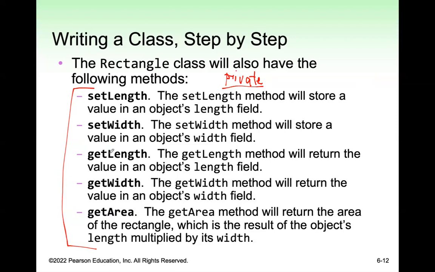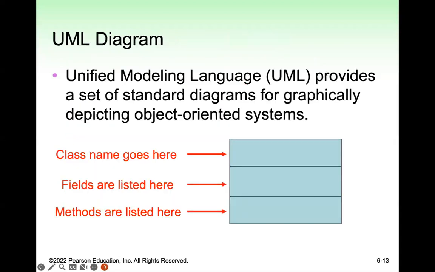Again, these will be all of our methods that we will create. setLength will set our length variable to a certain number. The same with setWidth. It will set our width variable to a certain number. getLength and getWidth will just let us retrieve those variables without changing them. And getArea is going to be another method that will return the area of our rectangle. So it's just going to calculate the area for us.